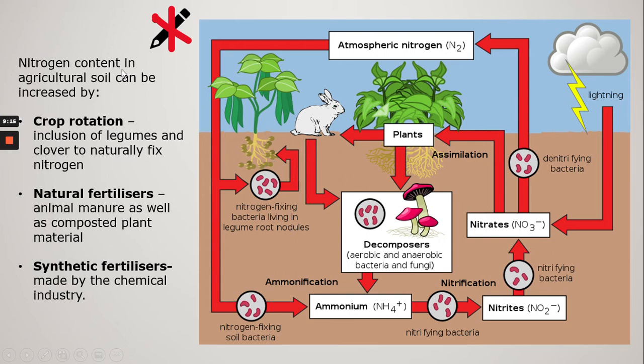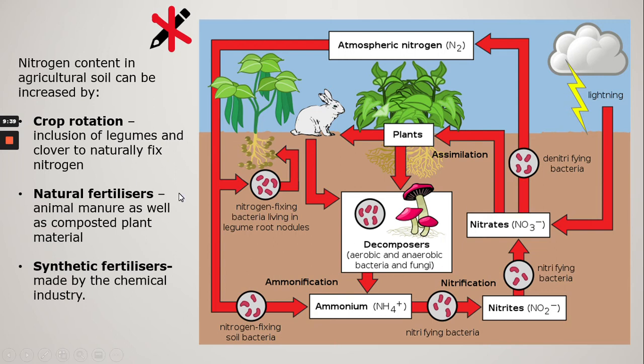So nitrogen content in agricultural soil can be increased in a few different ways. The first one is something called crop rotation. If you are harvesting the same field again and again without putting any more nitrogen in it, the nitrogen in the soil will get depleted. But if you include some of these plants which can do nitrogen fixing, then you will be able to replenish some of the nitrogen in the soil.